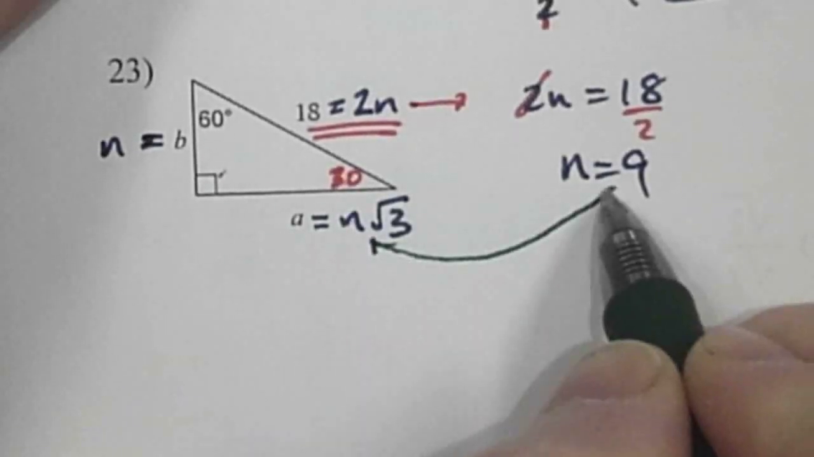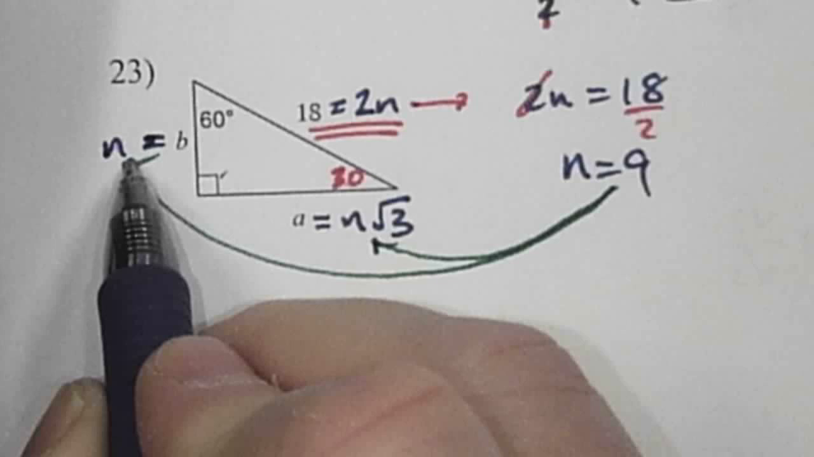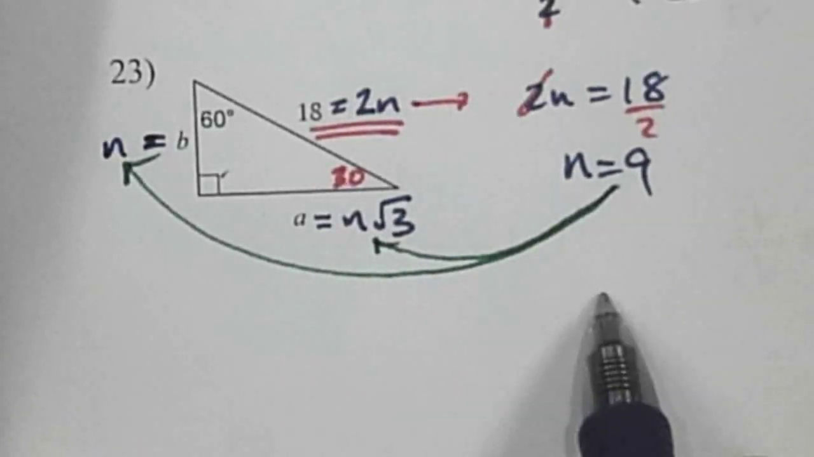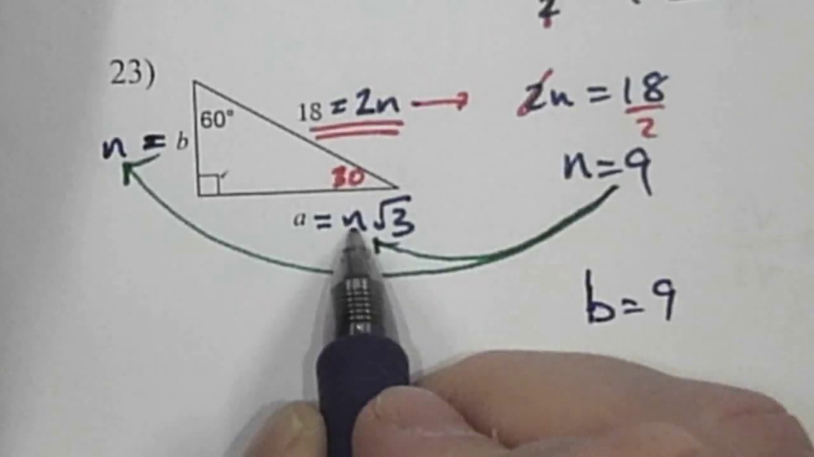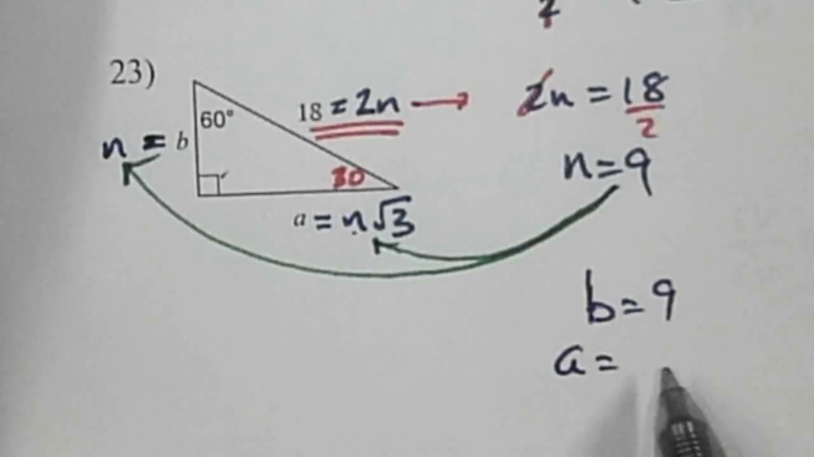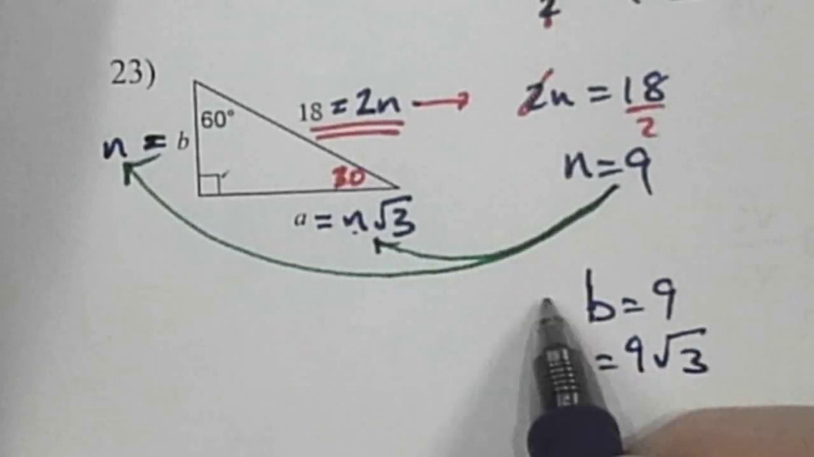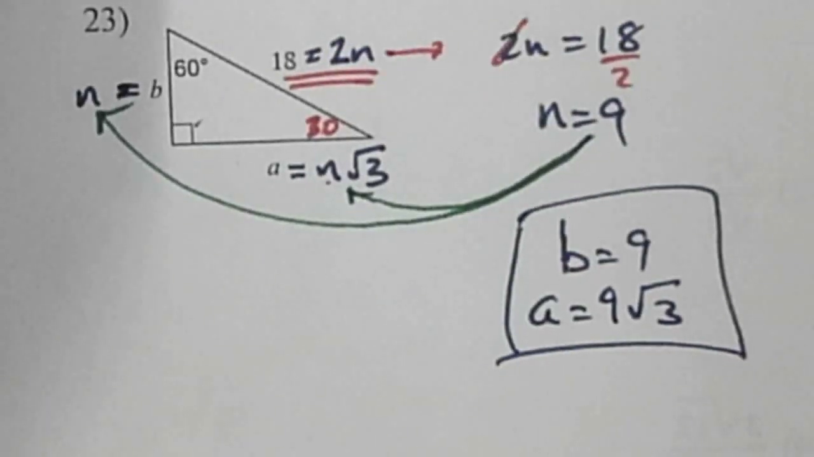I'm going to take that and plug it in there. And we're going to take that and plug it in there. This is easy. n is 9, so b is 9. This is easy. n is 9, so a is 9 square root 3. Don't cry at me, this is easy.